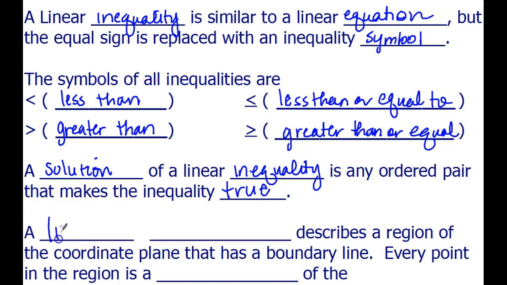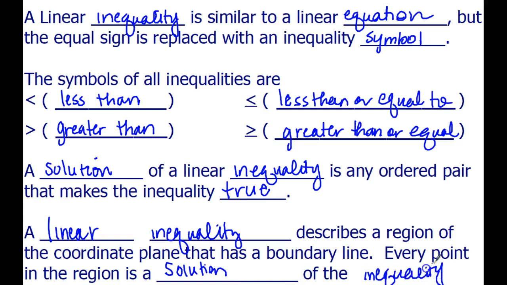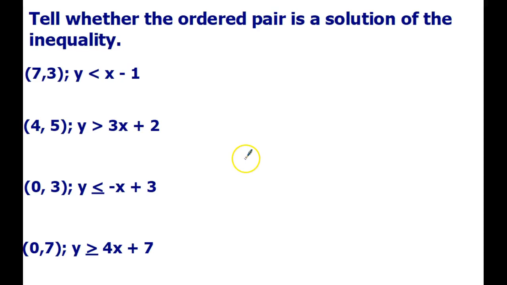All right, a linear inequality describes the region of the coordinate plane that has a boundary line. Every point in that region is a solution of the inequality. This definition is very important. A linear inequality describes a region of the coordinate plane that has a boundary line. Every point in the region is a solution of the inequality. We're going to use this definition in a moment.